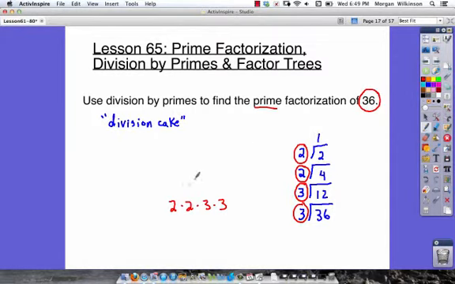with. So if we did that to check, 2 times 2, that's 4. 3 times 3, that's 9. And 4 times 9 is 36. So we found the right prime factorization. This problem is done at this step when you say 2 times 2 times 3 times 3. You can check your work by doing this, and your product should be what you were originally finding.